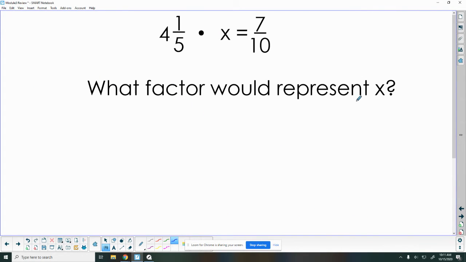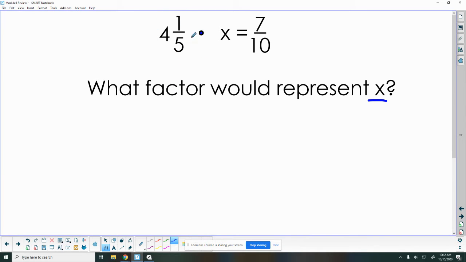Hey, what factor would represent x? So we have this problem, 4 1/5 times x equals 7/10. So notice we are timesing, we are multiplying. So I want you to pause this video and see if you can figure out what x would be, and then I'll talk about how I get to x.